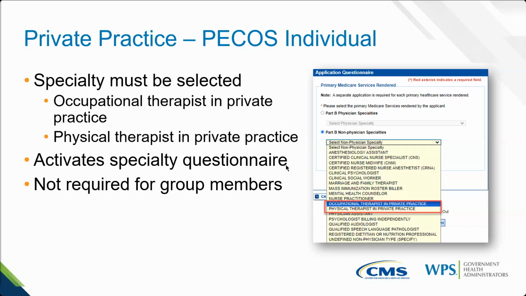Look for little red asterisks. There's a red asterisk if you're truly in private practice based on how you answered the questionnaire. That asterisk goes away if you say you're reassigning benefits only. It's really subtle and not very prominent, so we totally understand that. But again, it's not required for group members, only private practice.